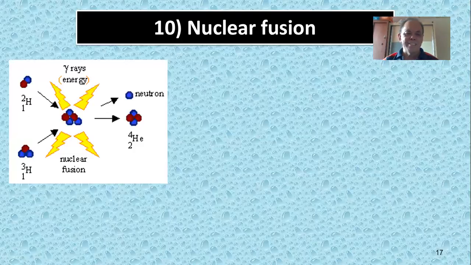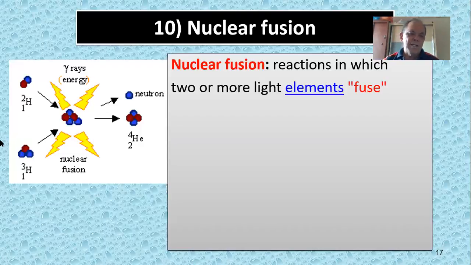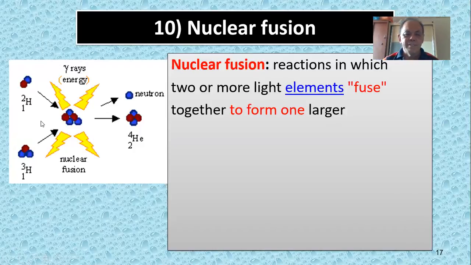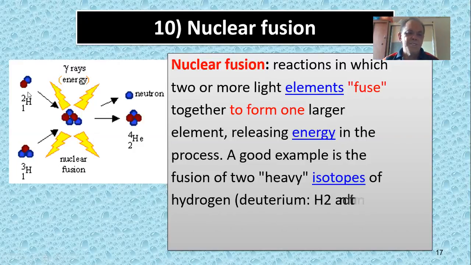And nuclear fusion, the same thing. In this case, we have two lighter elements, tritium and deuterium. They are forced to combine, and then they produce helium and a neutron, and energy is released. Tritium and deuterium are what we call heavy isotopes of hydrogen.